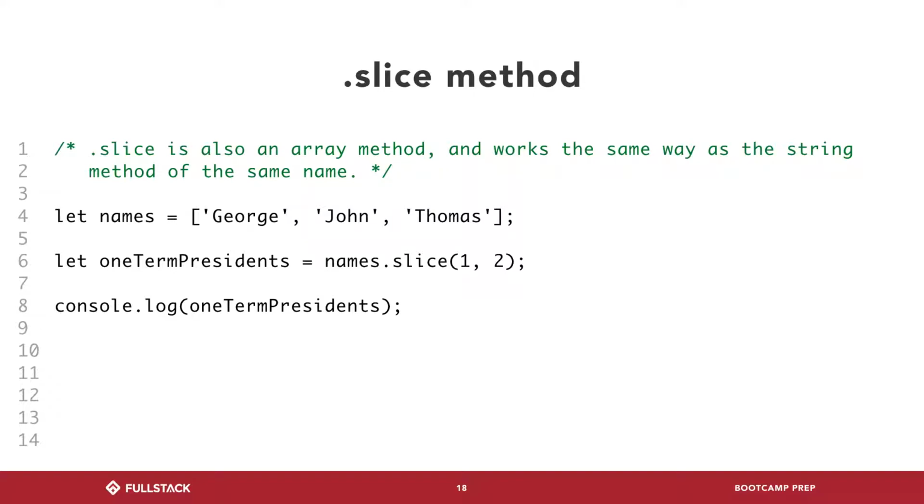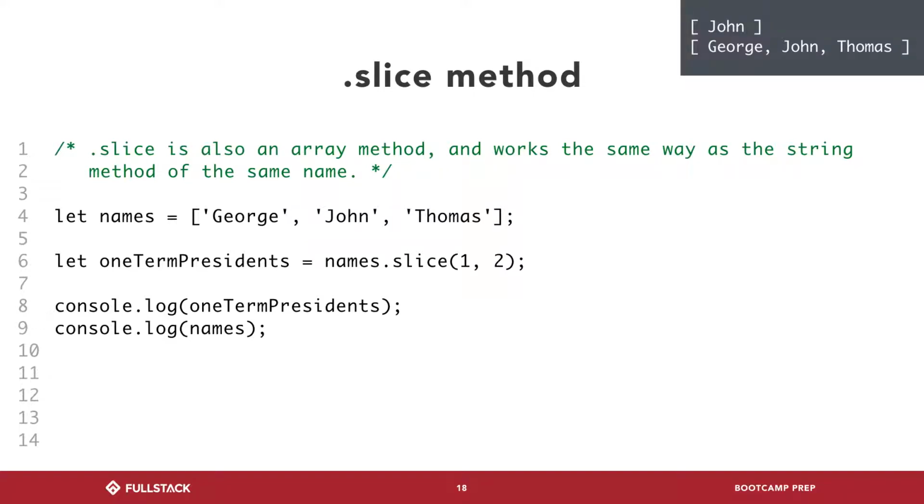So in this case, if I want to do names.slice(1, 2), and I want to store this in a variable, what it does is it goes through this names array. It goes to index 1, which is John, and says, okay, I want to copy everything from John up until index 2, but not including index 2. So in this case, that's just what? That's just John, right? And when I print it out, I see indeed that it's just John, right?